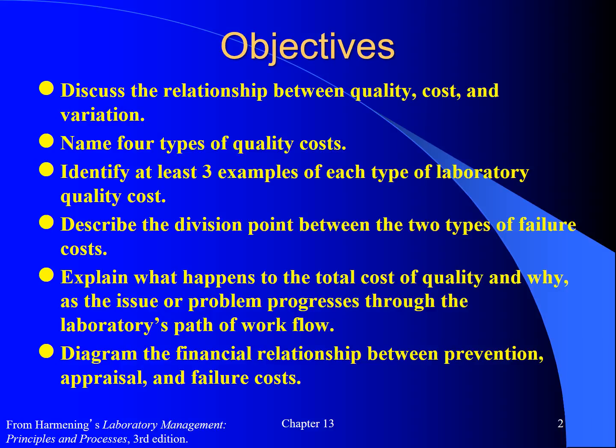Following successful completion of this chapter, the learner will be able to discuss the relationship between quality, cost, and variation, name four types of quality costs, identify at least three examples of each type of laboratory quality costs, describe the division point between the two types of failure costs, explain what happens to the total cost of quality and why as the issue or problem progresses through the laboratory's path of workflow, and diagram the financial relationship between prevention, appraisal, and failure costs.